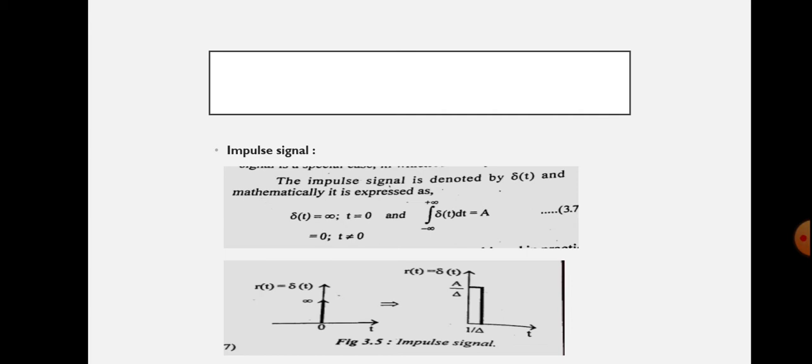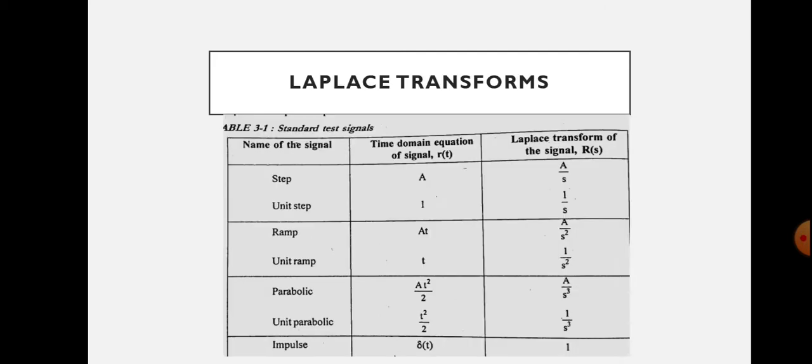That means it looks like a pulse, but actually this impulse signal is practically not possible. So we are assuming that the impulse signal is a pulse signal with a short duration, that is, it has a duration of 1 by delta. Whenever that 1 by delta approaches 0, then it will become the exact impulse signal.